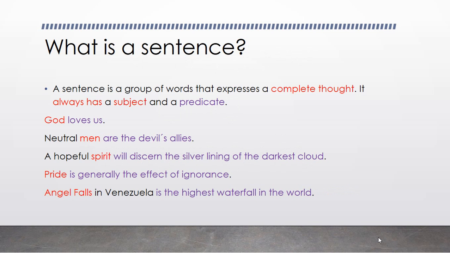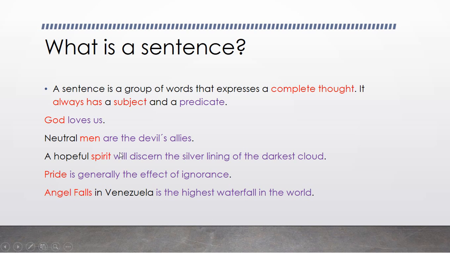Today we're going to be studying the difference between a sentence and a fragment. We're going to start by defining what a sentence is. A sentence is a group of words that expresses a complete thought. Remember that if it is not a complete thought, it is not a sentence. A sentence is always going to have a subject and a predicate.